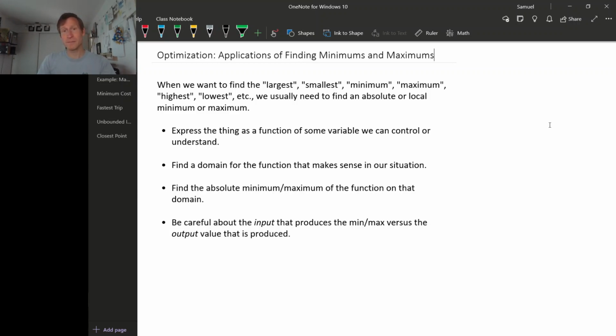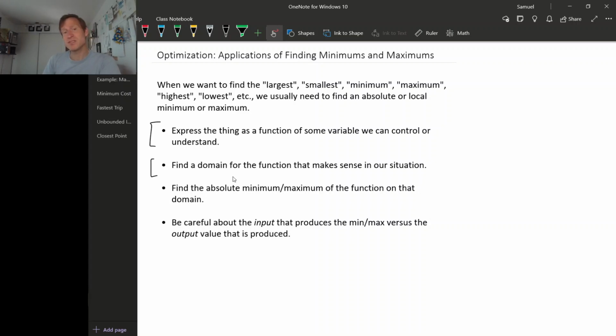And in those situations, usually, once you phrase things mathematically, you'll be looking for the minimum or maximum of some function. So when you're looking for some kind of largest or smallest, usually the first thing you'll do is express the thing that you want to find the largest or smallest for as a function of some variable that you can either control or understand, some kind of input variable. Once you have that, then you'll try to understand some domain for the function.